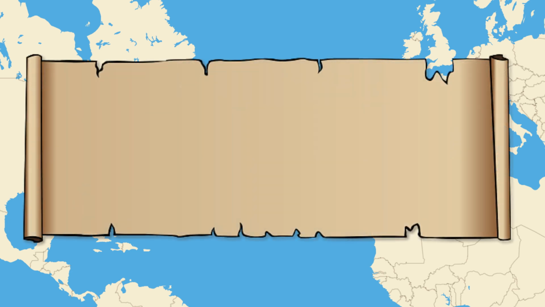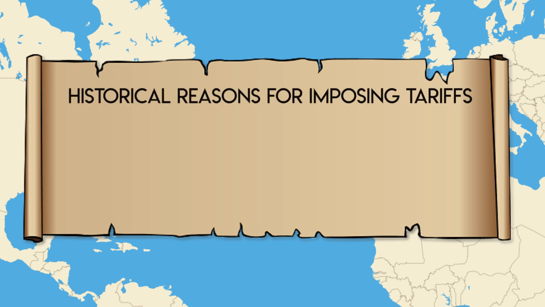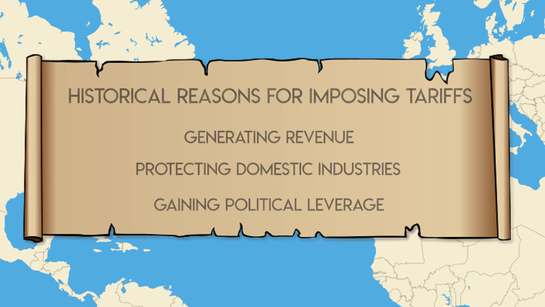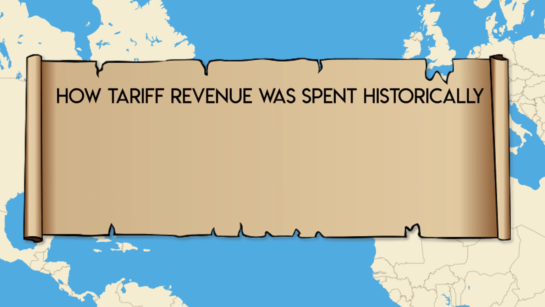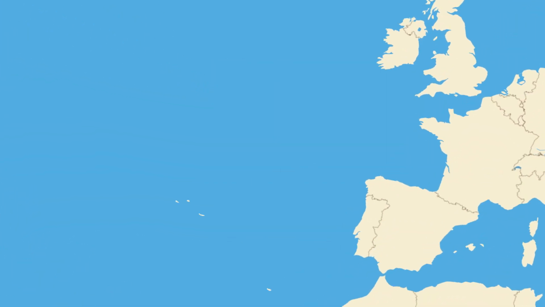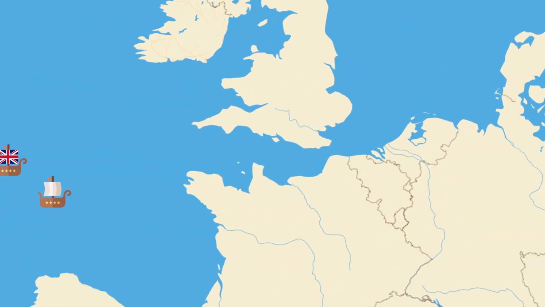Governments have historically imposed tariffs for three main reasons: generating revenue, protecting domestic industries, and gaining political leverage. Before income taxes, tariffs were a primary way to fund armies, infrastructure, and expansion. Protectionism aimed to shield local producers, like England's Navigation Acts, which restricted foreign shipping to benefit English merchants.